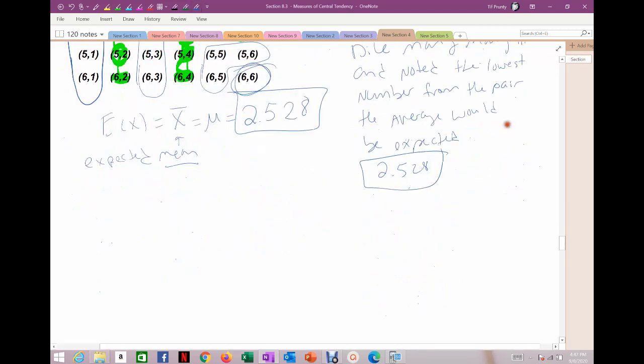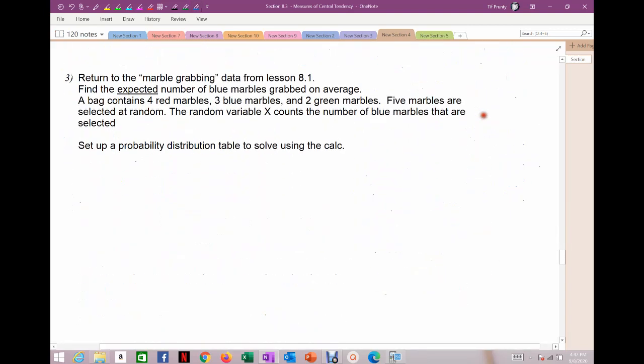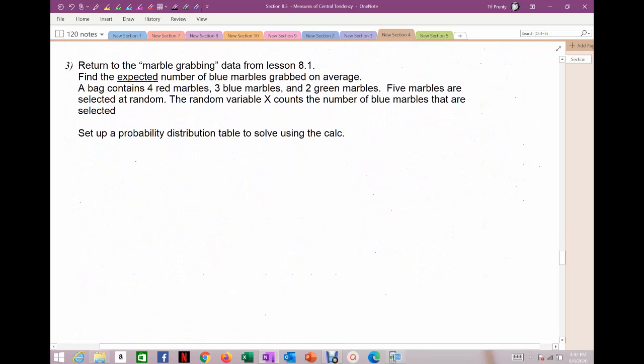One more example of this, and then we're going to do the binomial special case, which will be the next video. Alright, so grabbing the marbles. If you remember from your 8.1 notes, I'm going to just pull it from my 8.1 notes. We want to find the expected number of blue marbles grabbed on average from this bag of marbles, where I've got 4 red, 3 blue, 2 greens, 5 marbles selected at random. Set up the probability distribution and solve on the calculator.